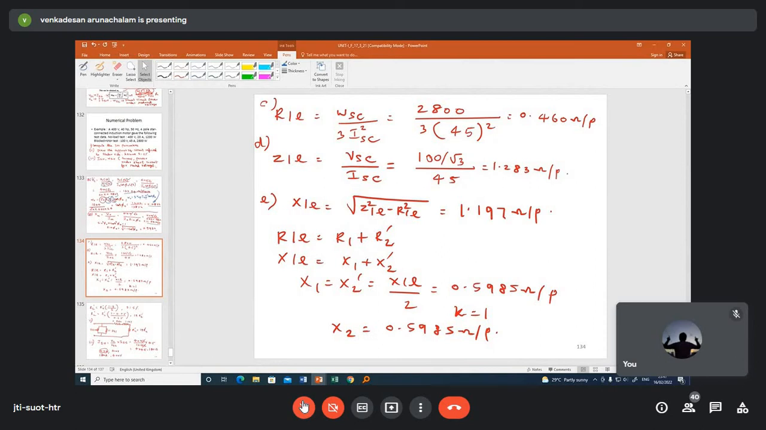per phase. Right. So from this, you can get the values of X1 and X2 separately by assuming K is equal to 1. And in a similar way, you can also get the values of R1 and R2 dash if you know the value of R1. Here the R1 value is not given, so it is not possible to separately get the values for R1 and R2 dash. So you keep it as such.